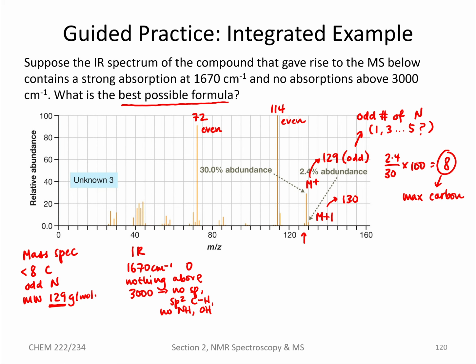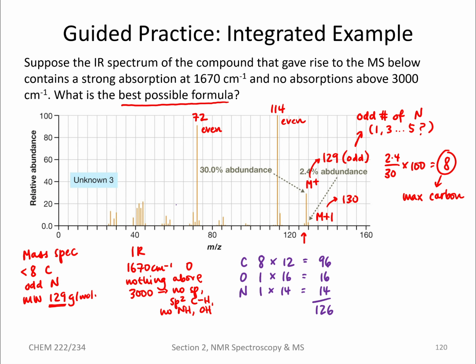So let's start with our 8 carbons. Okay, so if we have 8 carbons, again, we're using our exact masses to do this. So we multiply them by 12 mass units. 8 times 12 is going to be 96 mass units. For our oxygen, if we have 1 oxygen from that carbonyl group, multiply that by 16. Okay, that's an extra 16 mass units. If we put in an odd nitrogen, let's just start with 1, multiply that by 14 mass units, and we get 14. And so let's add that all together. We get a total of 126.